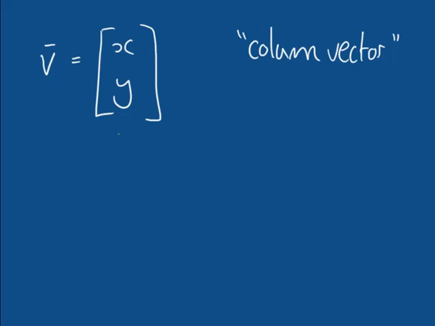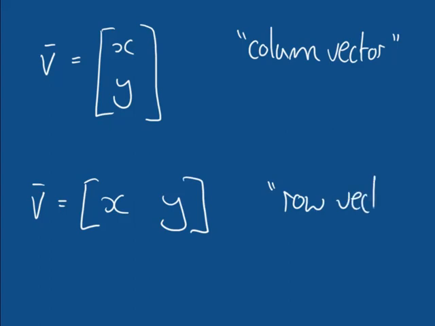But equally, vectors can be written in row form. So a row vector for the same vector could be written like this. This would be a row vector. So in row form, we're horizontally representing our components from left to right rather than vertically from top to bottom.